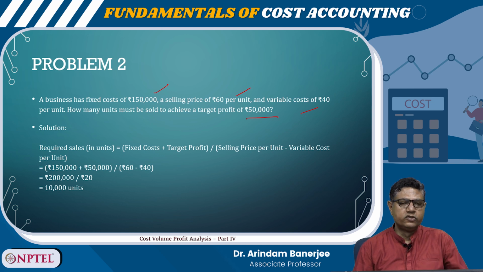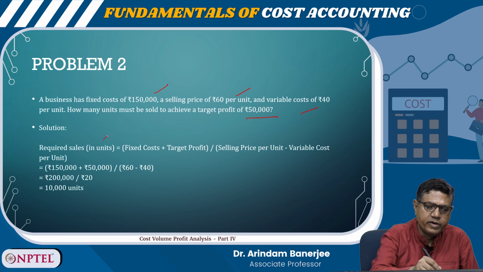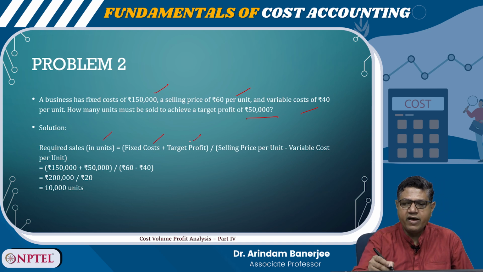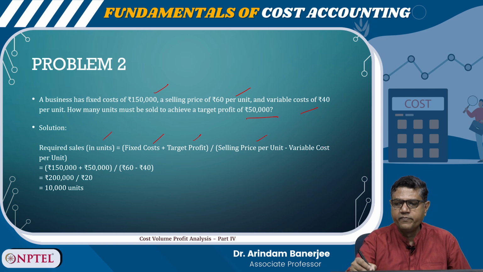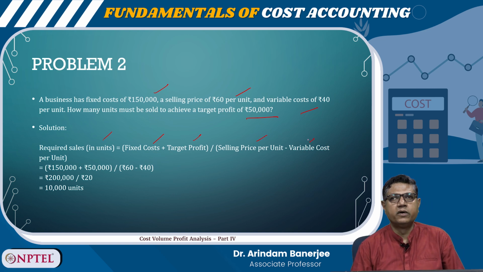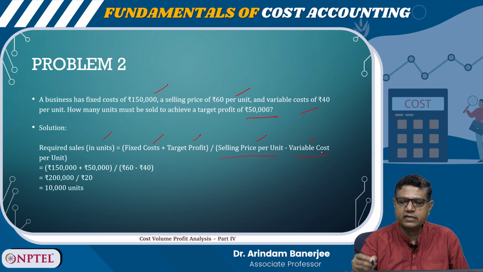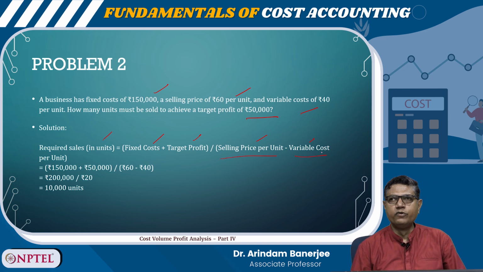Now, in this problem we are discussing that for having a target profit of 50,000 rupees, how many units need to be sold. So, the formula is required sales in units is equal to fixed cost plus the target profit divided by selling price per unit minus variable cost per unit. If you look at this, the selling price per unit minus variable cost per unit, you remember that this is actually nothing but the contribution per unit.